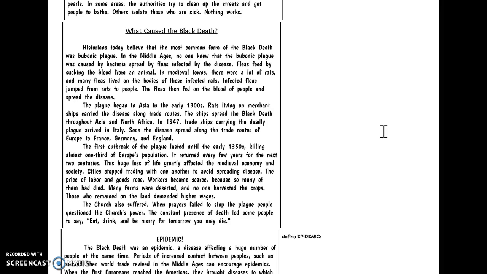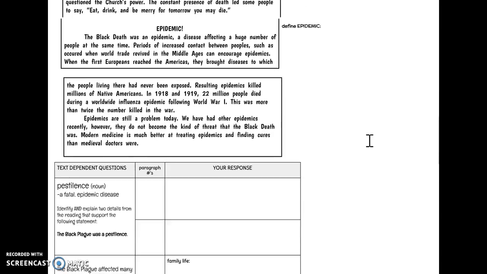It returned every few years for the next 2 centuries. This huge loss of life greatly affected the medieval economy and society. Cities stopped trading with one another to avoid spreading disease. The price of labor and goods rose. Workers became scarce because so many of them had died. Many farms were deserted, and no one harvested the crops. Those who remained on the land demanded higher wages. The church also suffered. When prayers failed to stop the plague, people questioned the church's power. The constant presence of death led some people to say, "Eat, drink, and be merry, for tomorrow you may die."